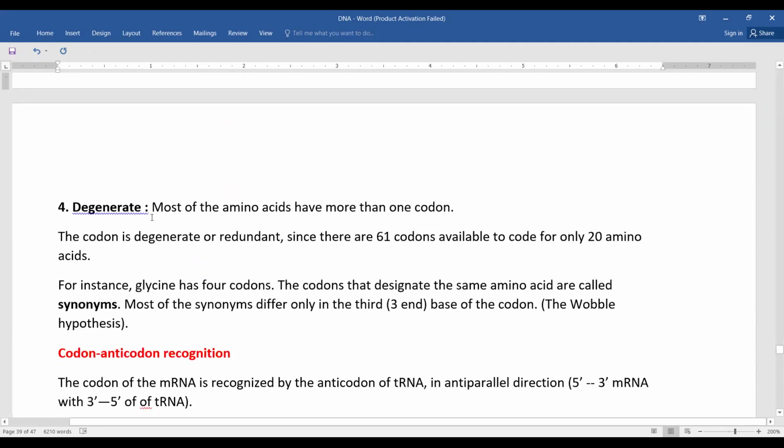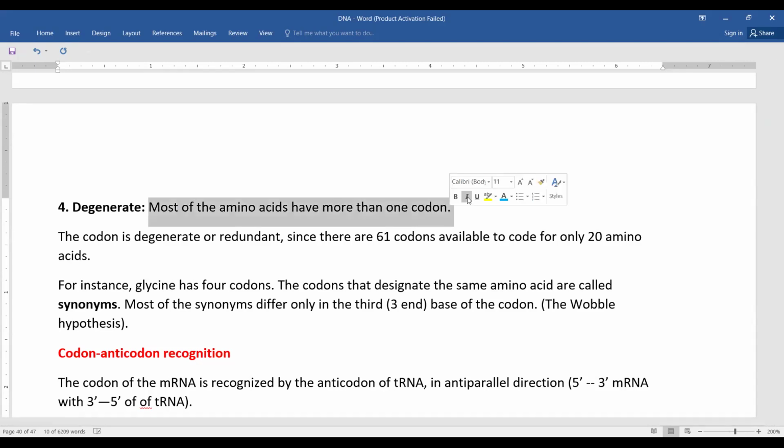And degenerate: just now we have seen what degeneracy of the genetic code is. The degeneracy of the genetic code means that most of the amino acids have more than one codon. We saw that earlier; that is called degeneracy.